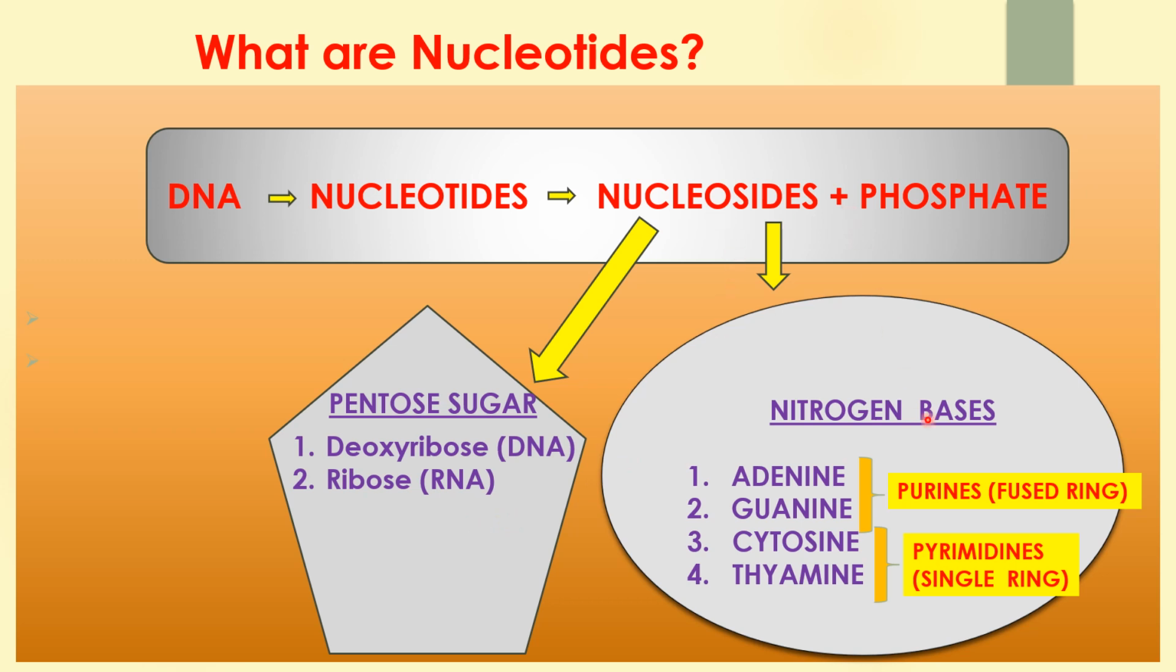Nucleosides are made up of nitrogen bases also. That includes adenine, guanine, cytosine, and thymine. Adenine and guanine are the purines, that is the fused ring structure. Double ring structure is a fused ring structure. Cytosine and thymine are made up of a single ring structure. They are pyrimidines. So nitrogenous bases are composed of adenine, guanine, cytosine, thymine.